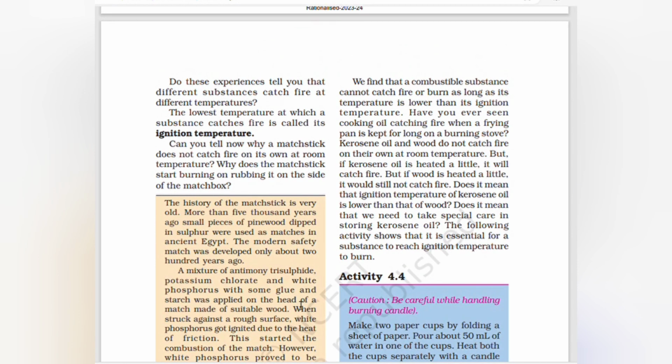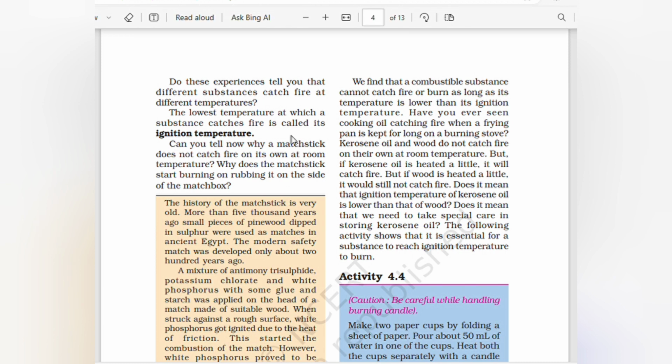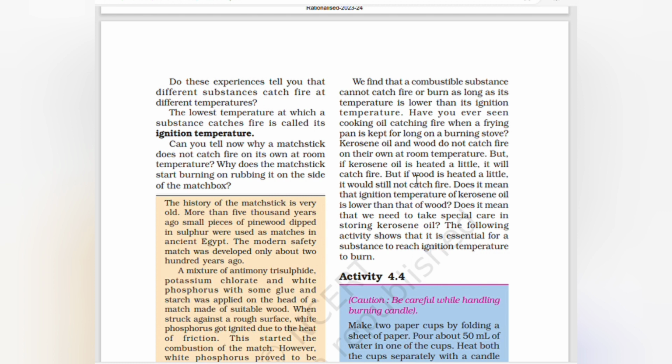We find that a combustible substance cannot catch fire or burn as long as its temperature is lower than the ignition temperature.